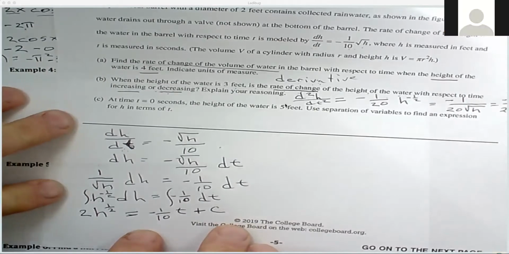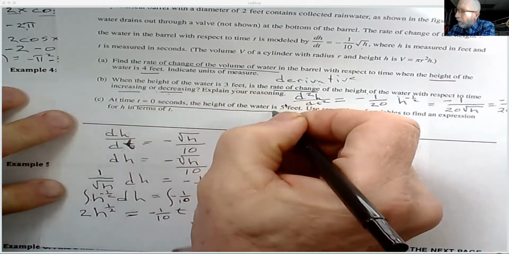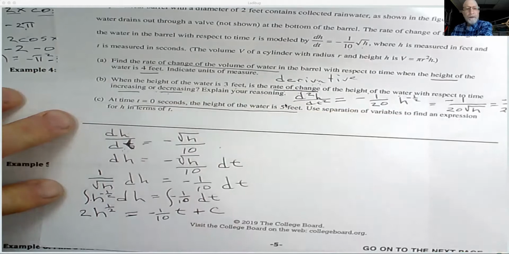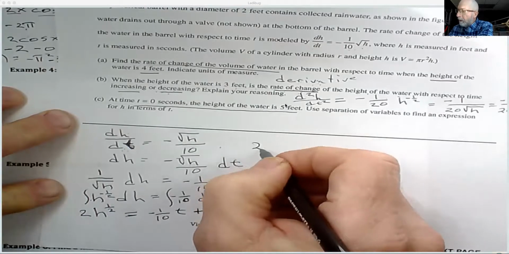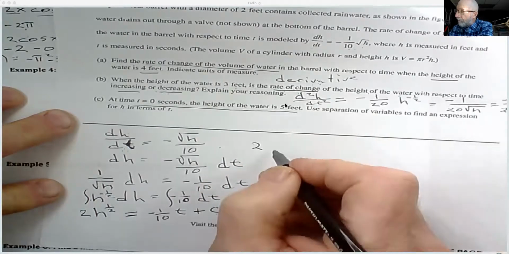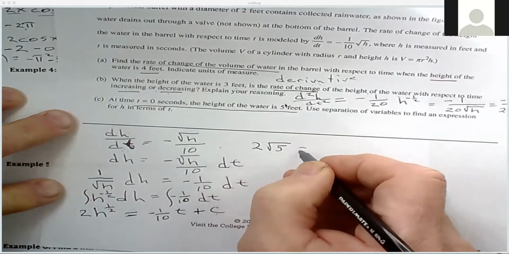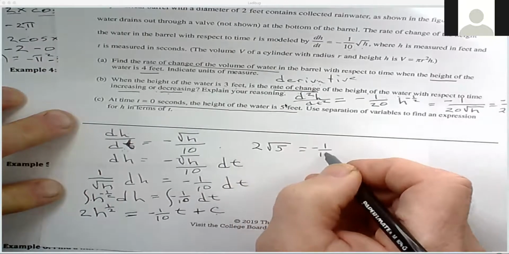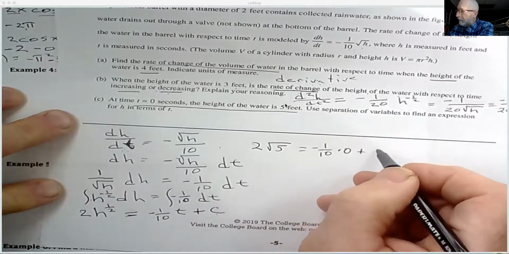Now notice they say here t equals 0, the height of the water is 5. The reason they give that is they want this c to be solved. So this is going to be 2 times the square root of 5, because that's my height, correct? Equal to negative 1/10 times 0, because it says when t equals 0, plus c.